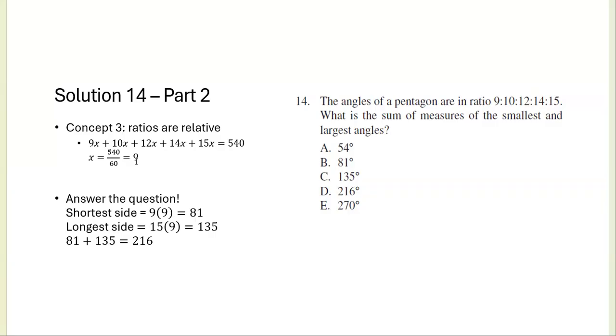Now we got to answer the question. It's asking for the sum of the measures of the smallest and largest angles. The smallest angle would be 9x, so 81. The largest would be 15 times 9, which is 135. Sum them up, you get 216.